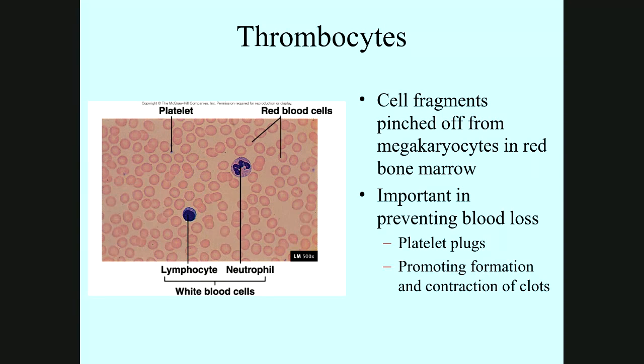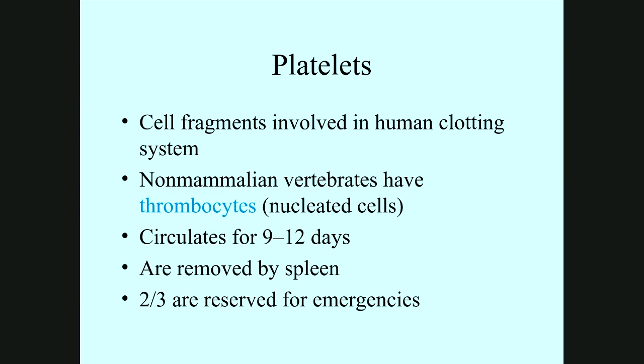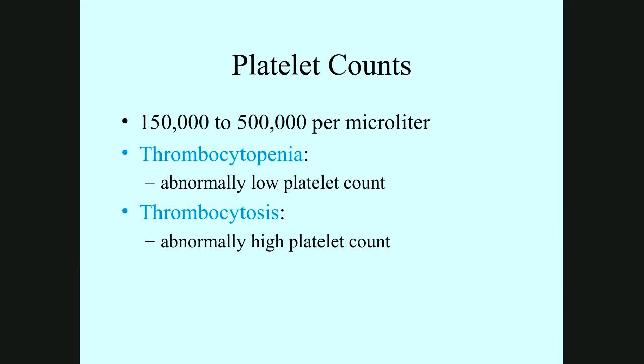The platelets are cell fragments pinched off of giant cells called megakaryocytes in the red bone marrow. They are very important in preventing blood loss. They form platelet plugs and they promote the formation and contraction of clots. They circulate for 9 to 12 days and they are removed by the spleen. Two-thirds are reserved for emergencies. We also call them thrombocytes. By the way, the only component that doesn't have a nucleus so far is the red blood cells.